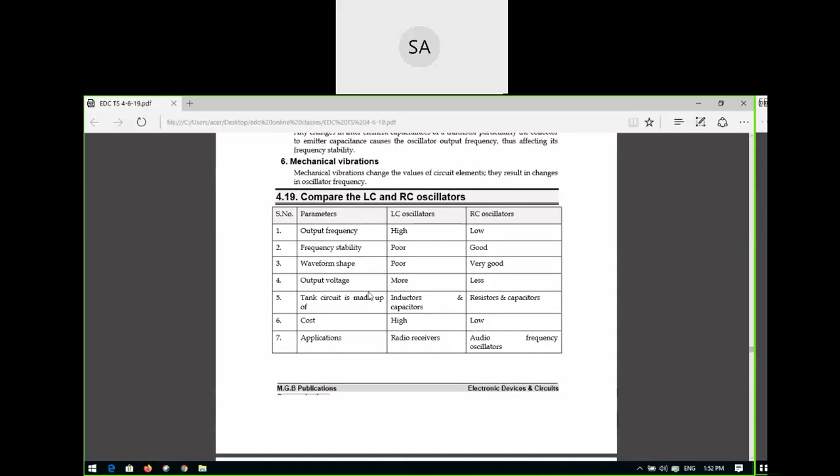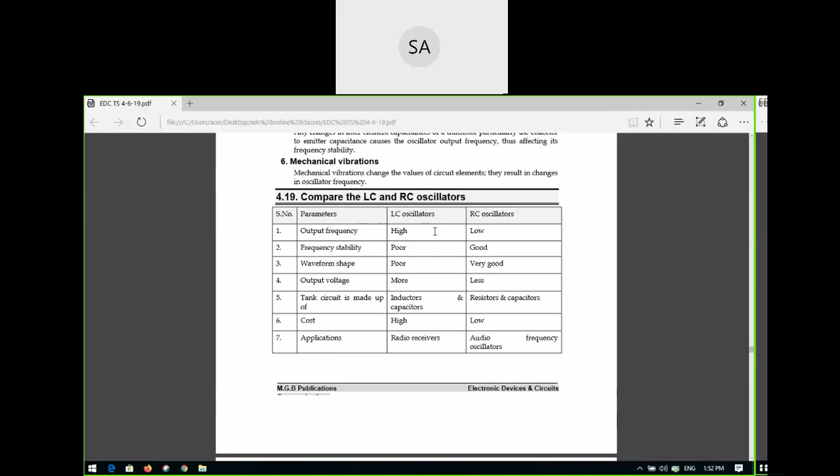The last topic in the fourth chapter is the comparison of LC and RC oscillators. They can be compared depending on the frequency, frequency stability, waveform shape, output voltage, tank circuit, cost, and applications. What is the LC oscillator? What is the output frequency?